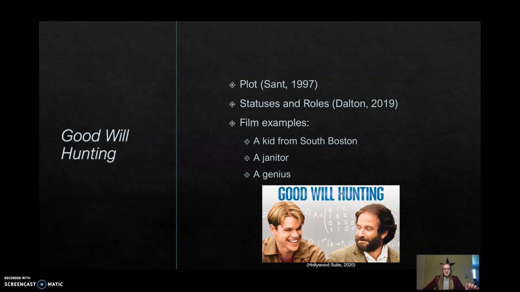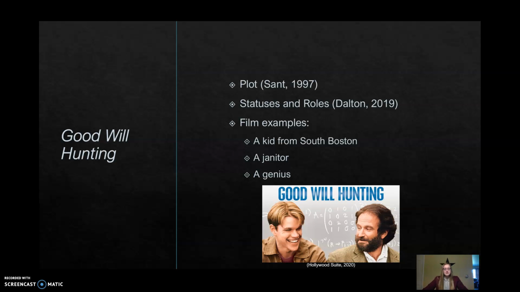Dalton defines statuses as recognizable social positions occupied by an individual and roles as the duties and behaviors expected of an individual for holding their particular statuses. So as an example, for myself, I hold the status of being a student at the University of Mount Union, and my roles when I'm in class involve things like taking notes, showing up on time, and not being disruptive. In the case of Will, several examples of his statuses include being a kid from South Boston, being a janitor, and being a genius.